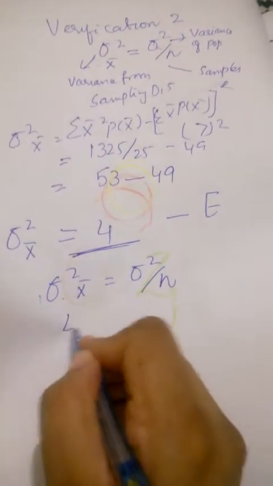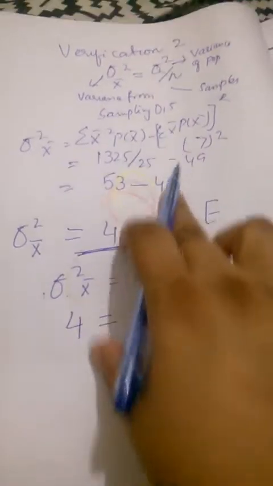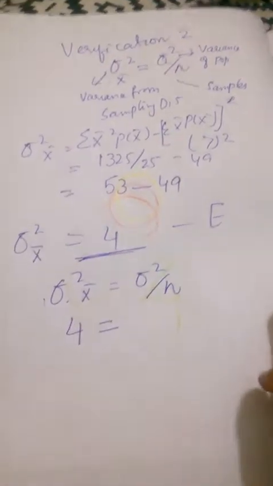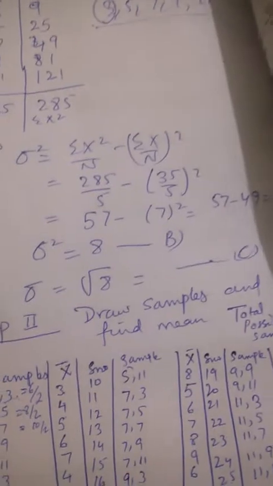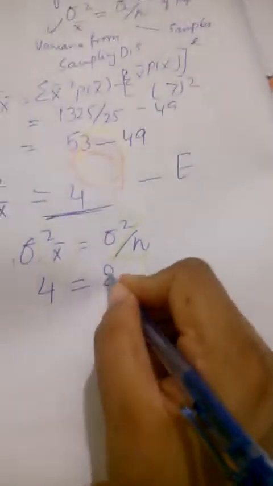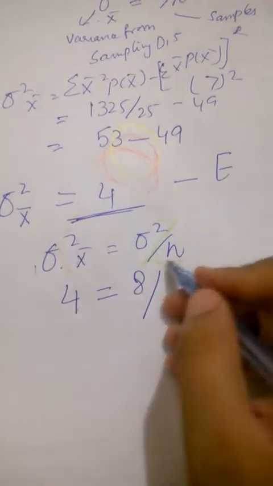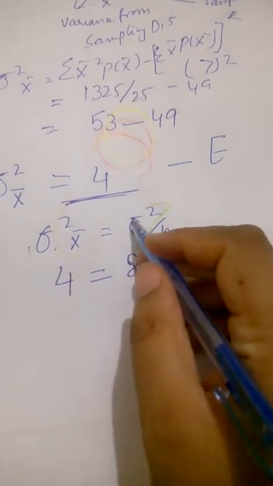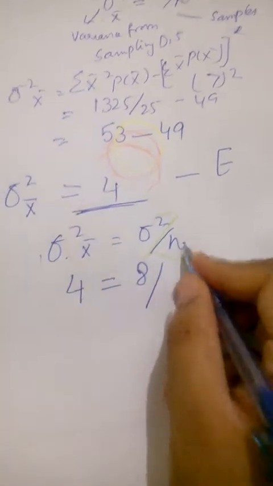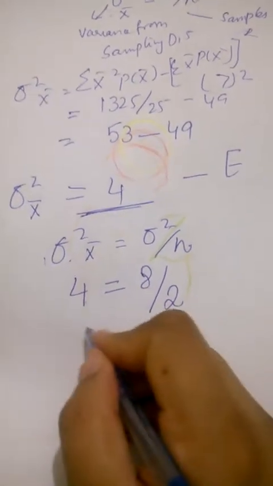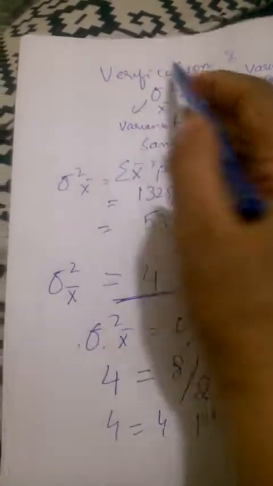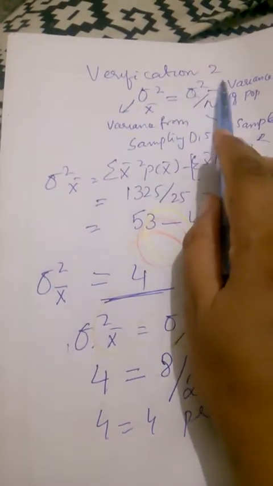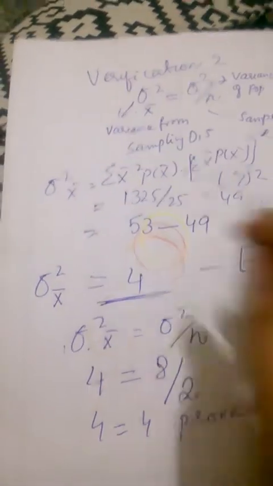सिग्मा स्क्वेयर ऑफ एक्स बार हमने यहाँ पे फाउंड किया फ्रॉम दिस फॉर्मूला. We have found sigma square of x bar is equal to 4. Now sigma square was found in our previous step, which is equal to 8. You can see in equation B. सिग्मा स्क्वेयर हमने पहले ही फाइंड आउट कर लिया था फ्रॉम इक्वेशन बी. It was equal to 8 and n is the sample size. Sample size was 2. 4 is equal to 4. Proved. So you have proved, you have verified and completed your verification too. That's all for this question.